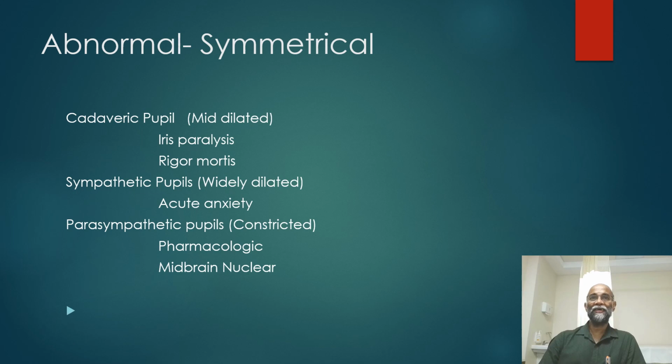Sympathetic pupils are widely dilated. A patient who is on sedation and paralysis, if you stop his sedation, he might wake up and find himself paralyzed, and the pupil might become widely dilated because of acute anxiety. Parasympathetic pupils are constricted. Pharmacological pupils are usually constricted pupils. Some midbrain pathologies, or even a midbrain descent or a small blood clot along the area of the midbrain, might result in small pupils.